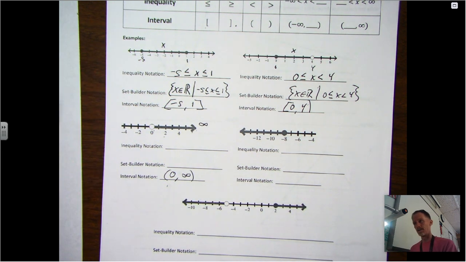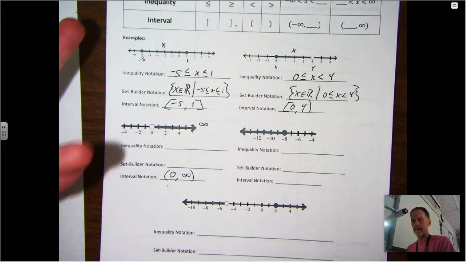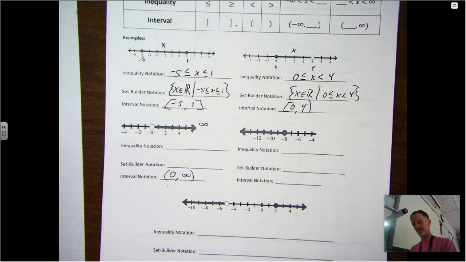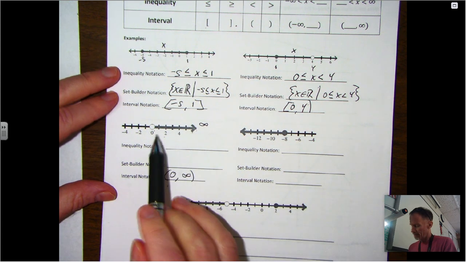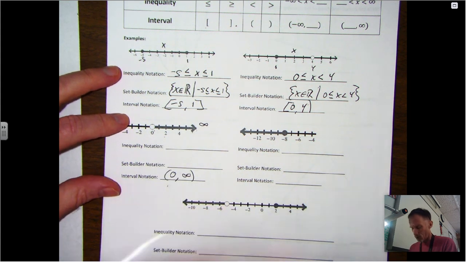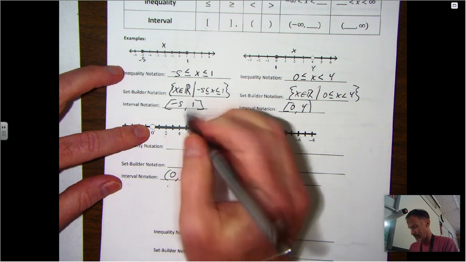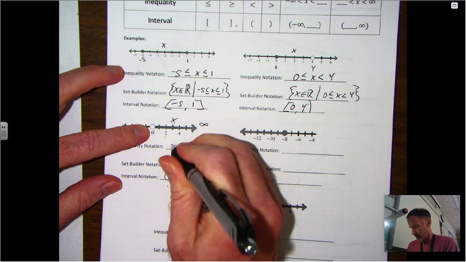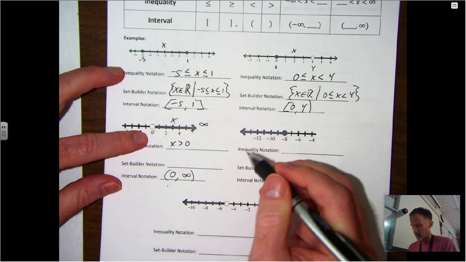I can talk a long time about that, but I won't. Just know that mathematically you can't actually ever get to infinity, so that's why we use our parentheses. For the inequality notation, the shortest way to write this is just say, well, we know x is greater than 0, so that's it. So x is greater than 0, notice just greater than, open circle.